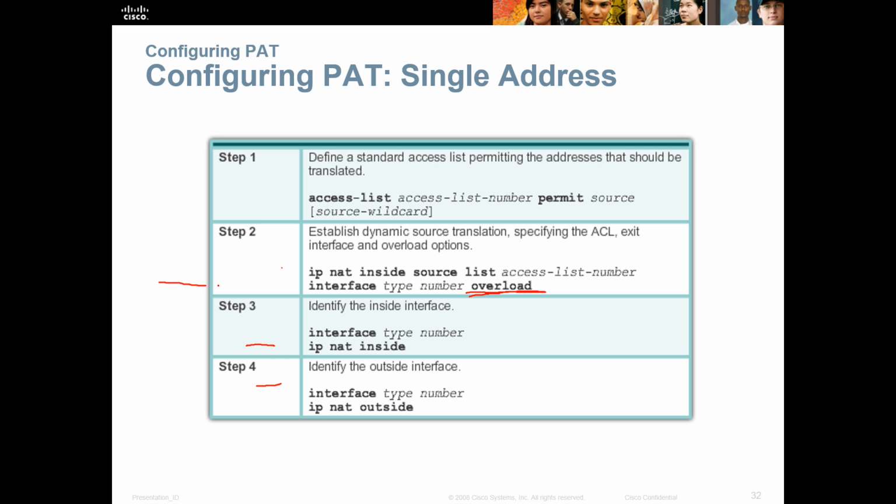So here, we're combining the creation of our pool plus assigning our pool an ACL and mapping them. Because again, here we're only using a single address, so we could use the interface address without having to do a pool of addresses.